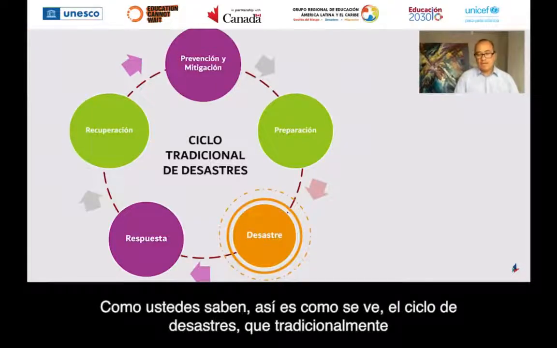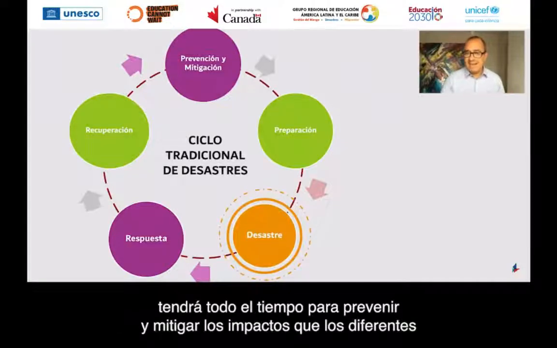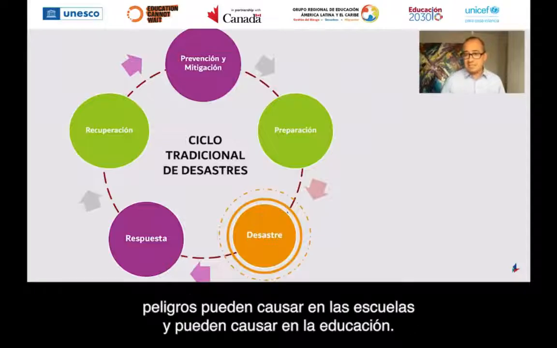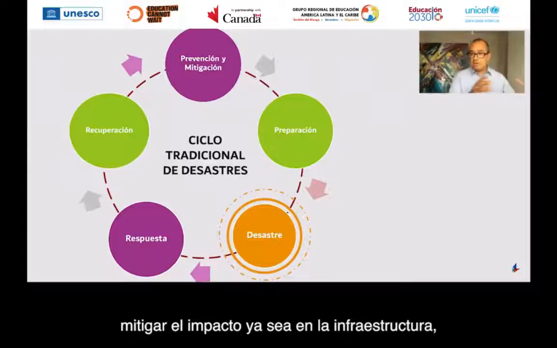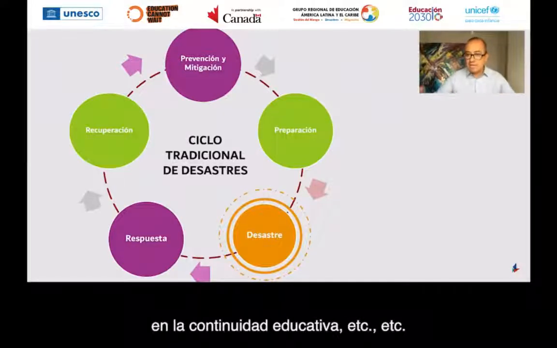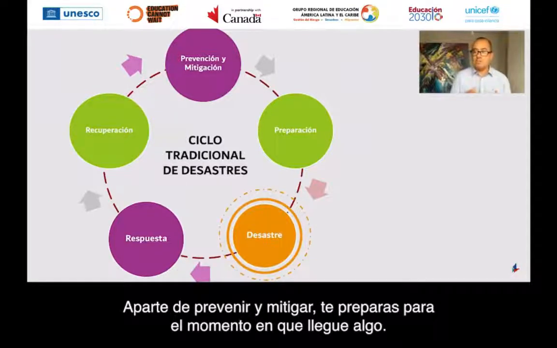As you know, this is how the disaster cycle has traditionally been introduced. In normal times, you will have time to prevent and mitigate the impacts that different hazards can cause on schools and on education. You can prevent these kinds of negative impacts, and you can mitigate the impacts either on the infrastructure or on the educational continuity, etc. Then you prepare, and this is the second part of the disaster cycle. Apart from prevention and mitigation, you prepare for the moment when something will arrive.